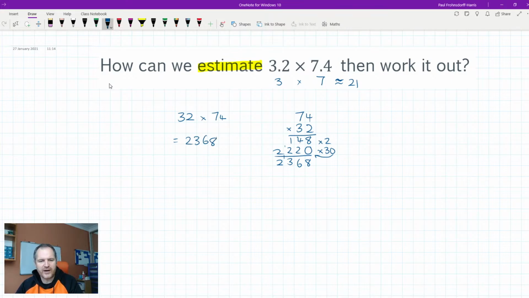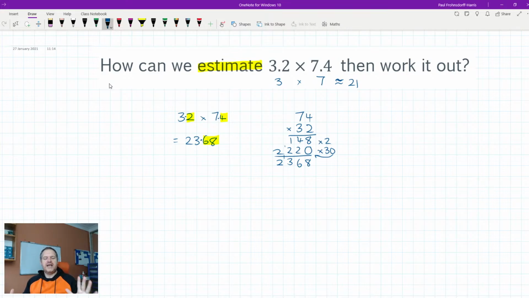However, we don't want to do that. We want to do 3.2 times 7.4. So this is where we use what we've just learnt. There's 1 decimal place there, and there's 1 here. So we need to have 2 in our answer, meaning the answer is 23.68, which I hope you agree is not too far away from 21.